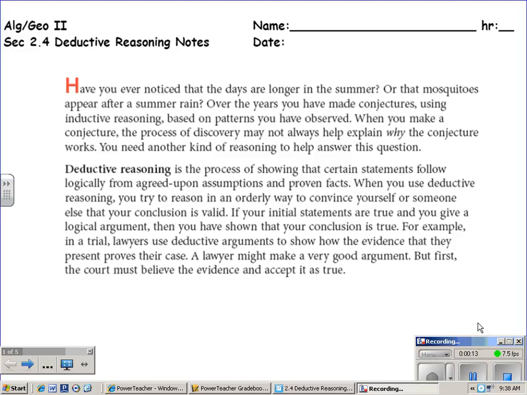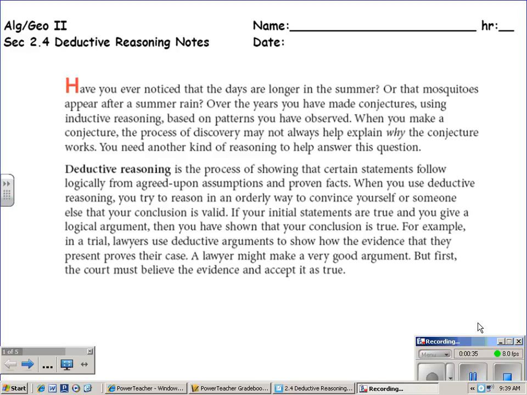Over the years, he had made conjectures using inductive reasoning based on patterns he had observed. In making conjectures, the process of discovery will always focus on the knowledge of the world.